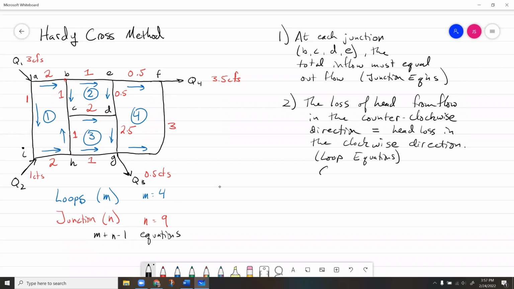So our counterclockwise flow path in this case is going to be pipe BE to ED, and then our clockwise is going to be, if we're starting over here at B, BC, or sorry, I'm getting them mixed up. Our counterclockwise is going to be BC to CD. That's an E right there. All right, and so another way to say this is that head loss counterclockwise is equal to head loss clockwise.